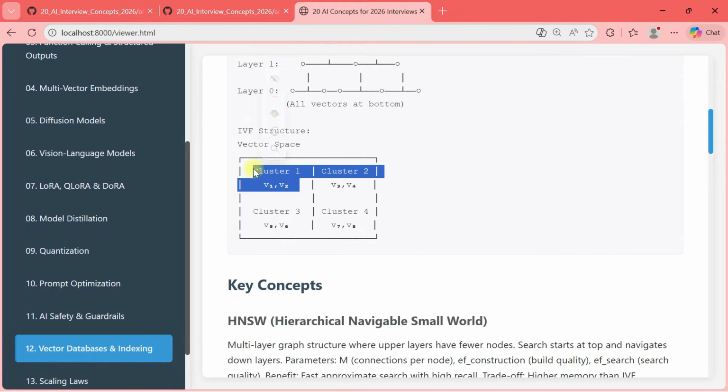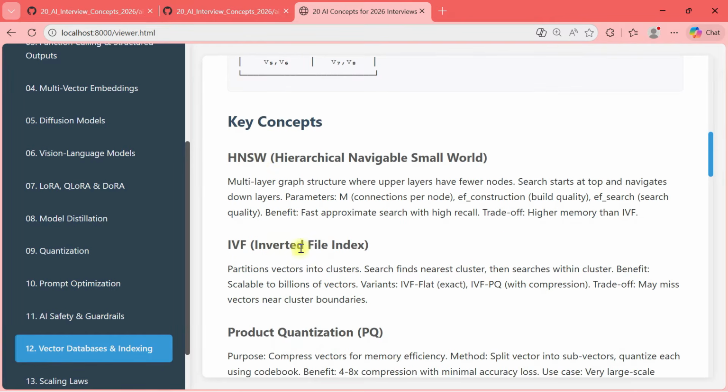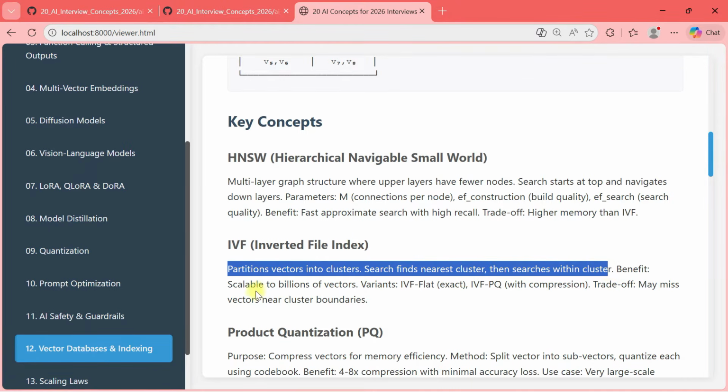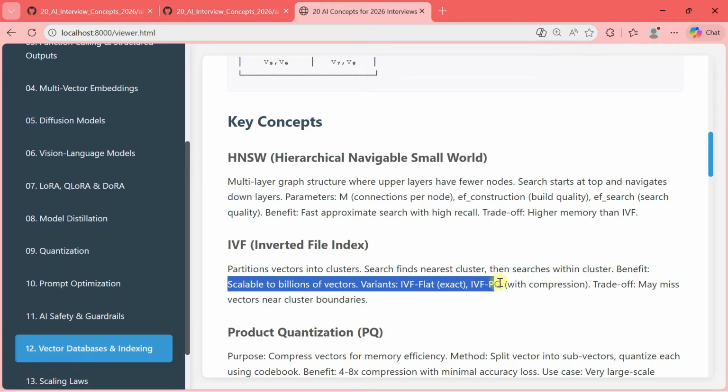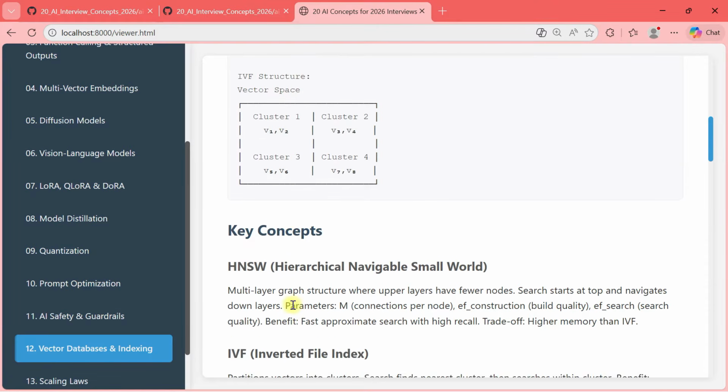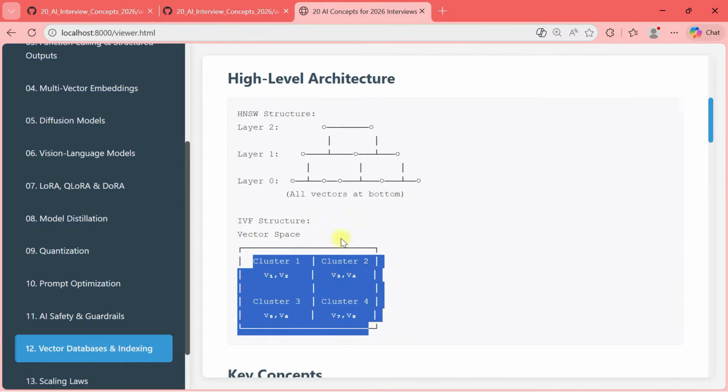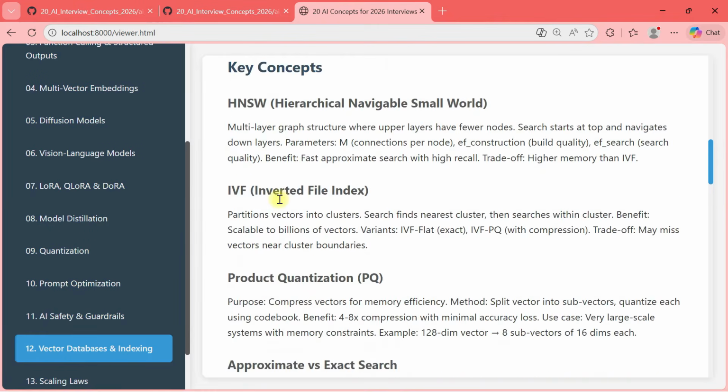Okay, and now someone comes and tries to search. When they try to search, then cluster by cluster mapping will happen, and then the actual vector. See here, IVF, inverted file index, partitions vectors into clusters. Search finds the nearest cluster, then searches within that cluster. Benefit: scalable to billions of vectors. Various variants are there. The trade-off is it may miss vectors near cluster boundaries, the same problem that you see with K-means clustering. But this has been found to be a nice way of using vectors. These two, HNSW and IVF both.